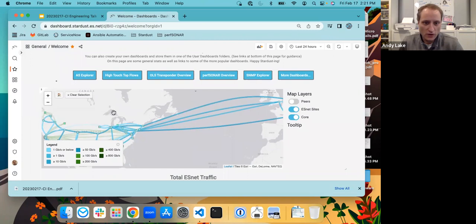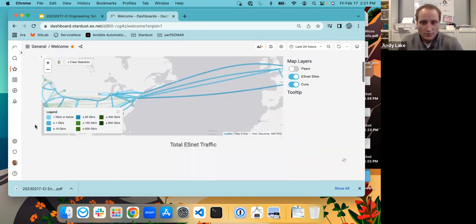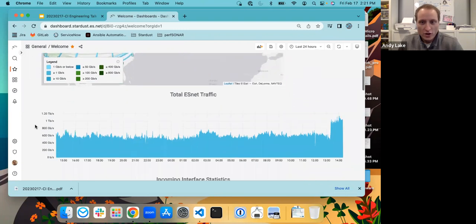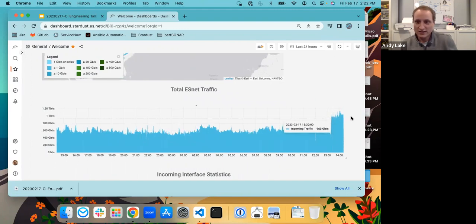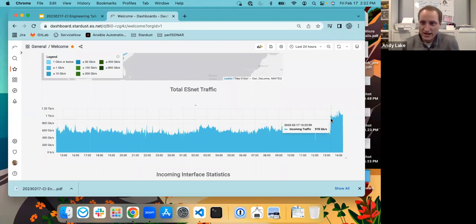You get this initial graph that has a map very similar to my.es.net, and it's got a total traffic graph, which, interestingly, we did not plan this. Clearly something happened right before here. I wasn't planning to do this, but I'm going to walk you through it because it was nice happenstance that we have this big jump in traffic not too long before this talk started, about an hour ago, almost exactly.